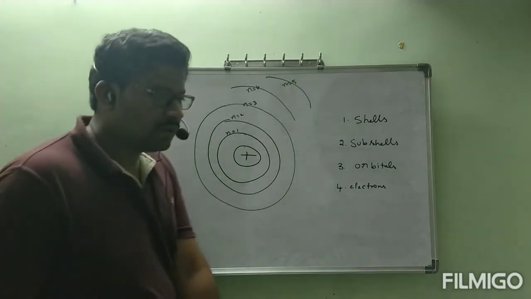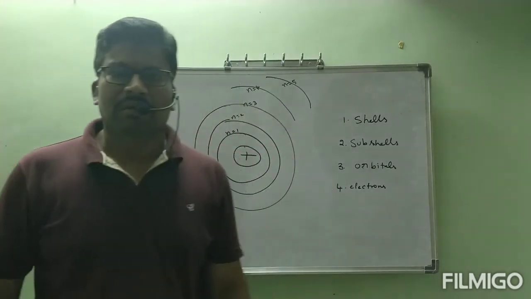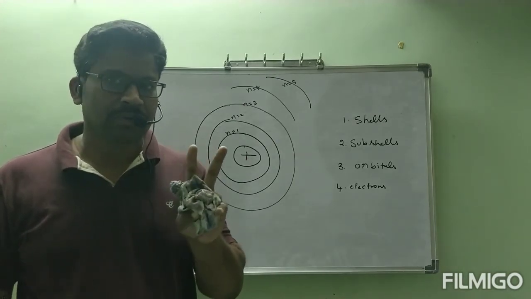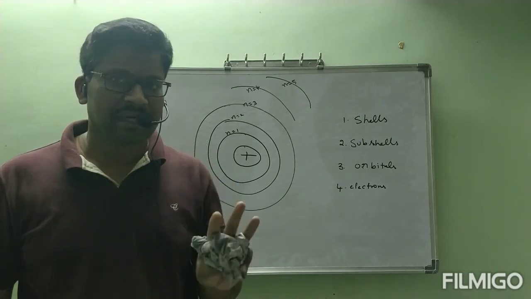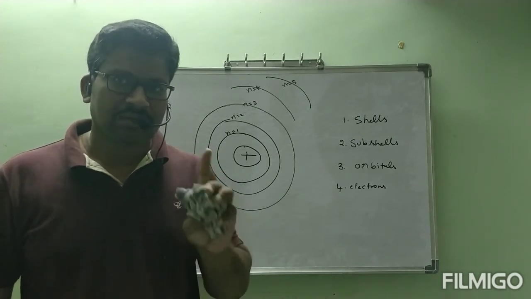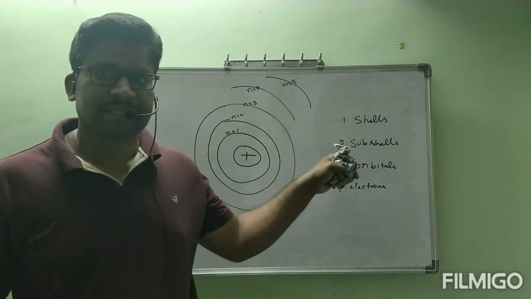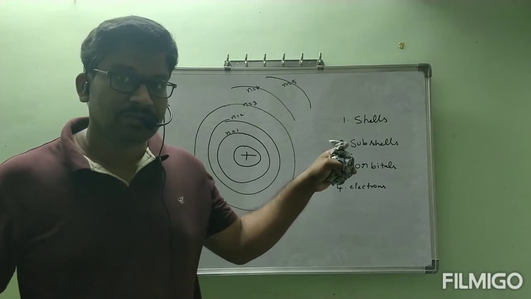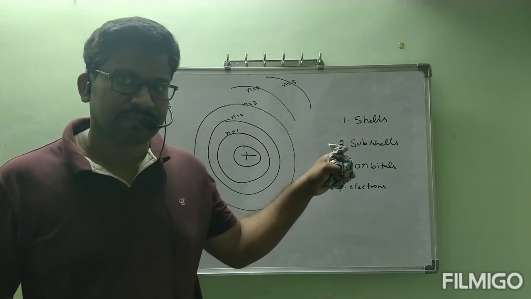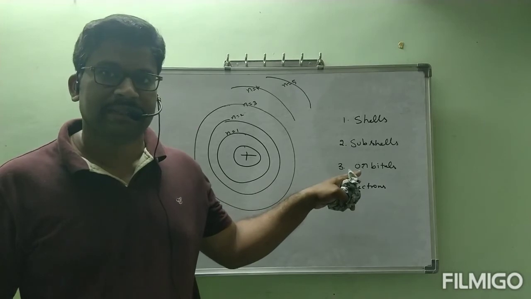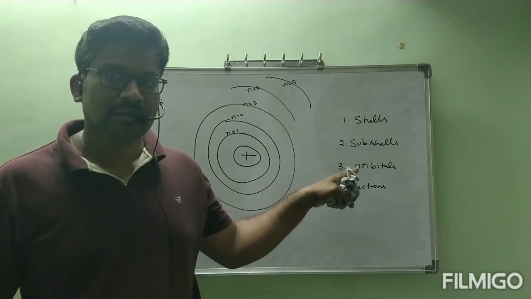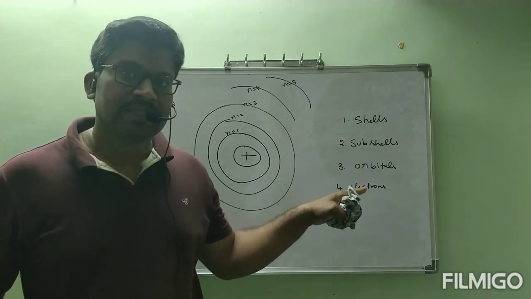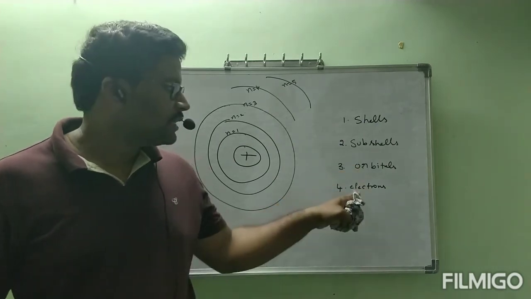For example, a 5-floor building is there. The first floor has 1 room. The second floor has 2 rooms. The third floor has 3 rooms. Those rooms are called subshells. In those rooms, again we have benches. Those are orbitals. In those benches, we have students. Those are electrons.